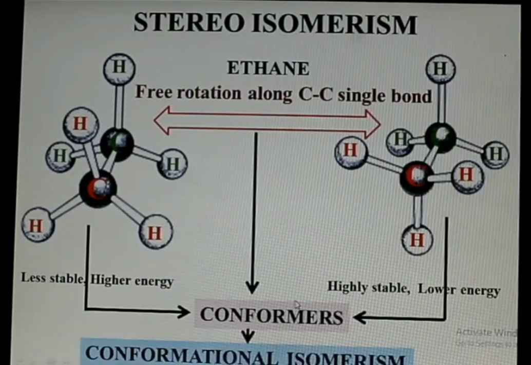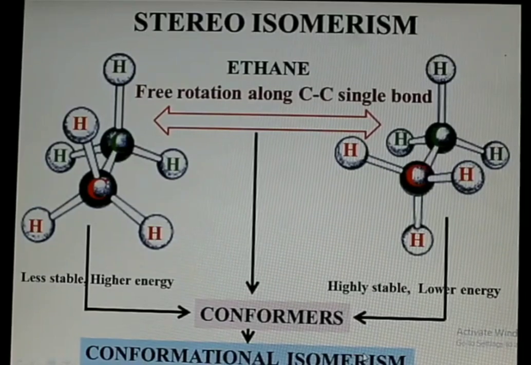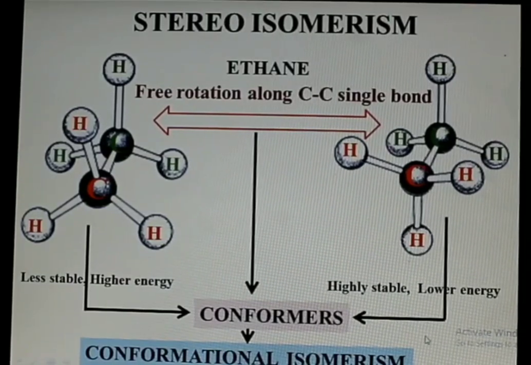Okay, and this isomerism is known as conformational isomerism, which comes under stereoisomerism.